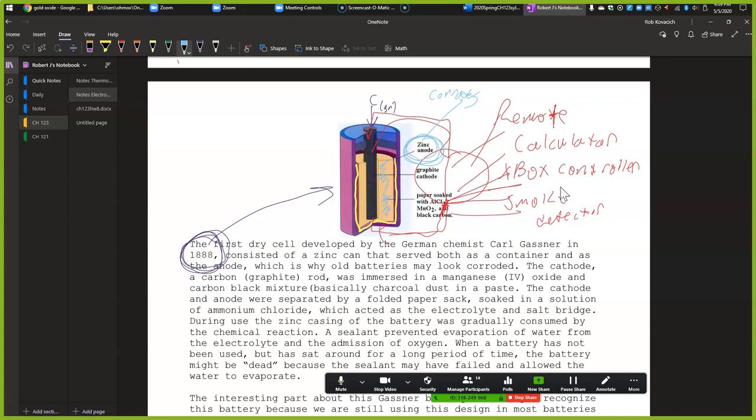Can you inject liquid back into it to make it work again? Probably. I'd buy another battery.